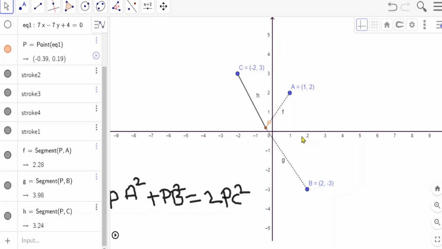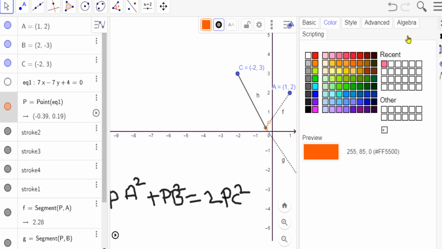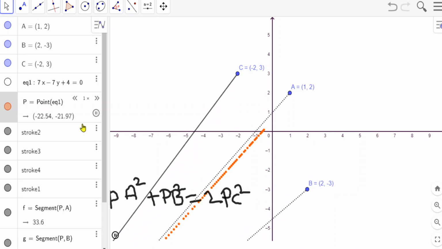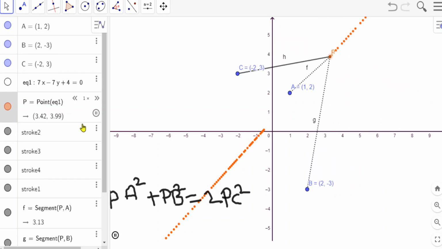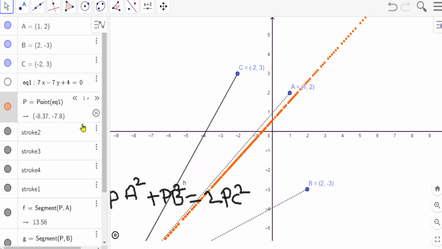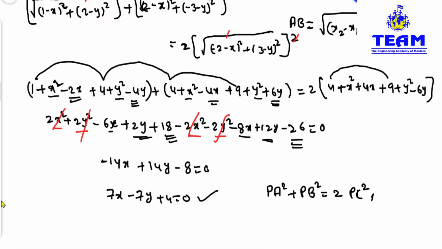Now, if it is satisfied, I want the locus equation. Locus is nothing but the moving path. Now it is moving. What will happen? Color I have also given. Now you see friends, P is moving. What are you getting? I think it's a line. Is it a line equation or not? Yes. Is this line our resulting equation? What is our resulting equation? Actually, the resulting equation is 7x minus 7y plus 4 is equal to 0.